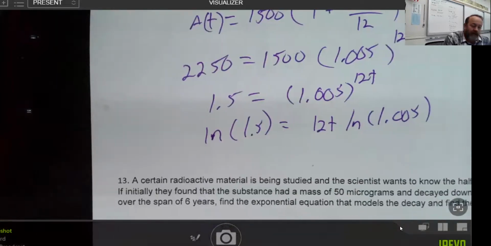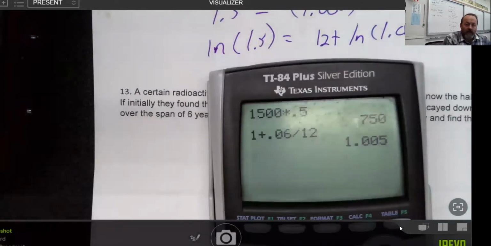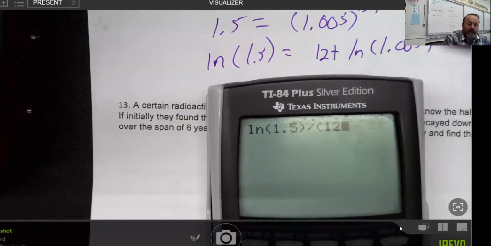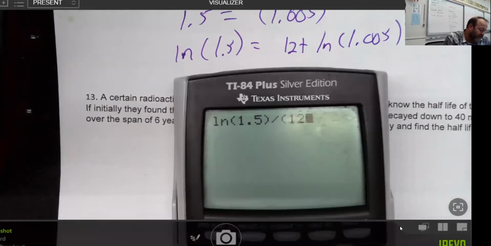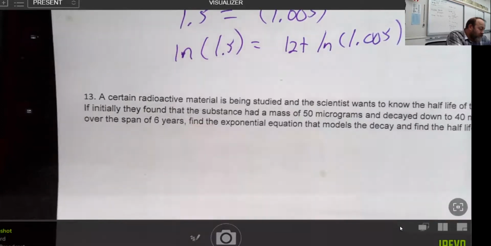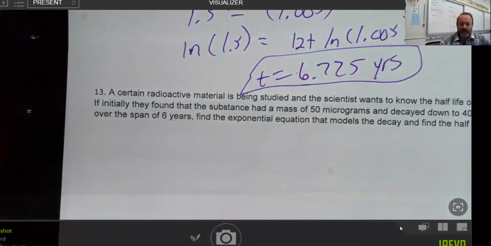And so what we really have is a fairly simple little idea. I'm going to take the natural log of 1.5 because that's sitting on the left, and divide that by the 12 that is sitting right here, and divide that by the natural log of 1.005. When I did that, I got 6.775. So t equals 6.775 years. It would take almost 7 years for my money to increase by 50% if I put it in at 6%.